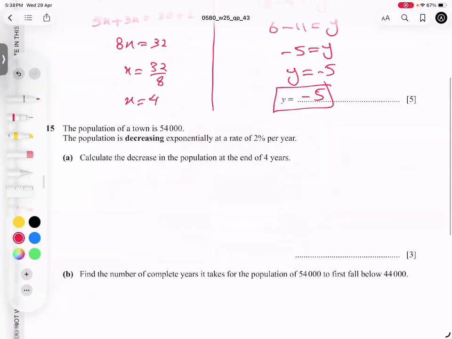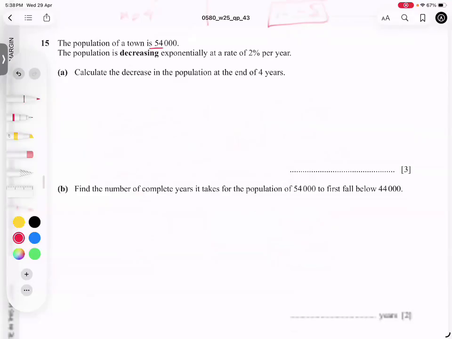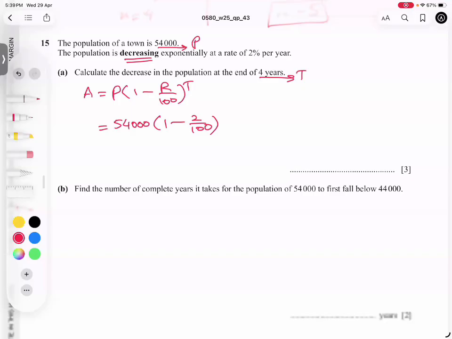So question number 15, the population of a town is this much, okay, and it is decreasing exponentially, and the rate is 2% per year. Whenever decrease comes, students will apply the compound interest formula with a negative sign. If exponentially increasing, then a positive sign, very clear. And I'm going to use the starting value. This is called the starting value, P value. Okay, so I'm writing 54,000, and 1 minus 2 over 100, and the power is what? This is the t value. So I got 4, and I'm going to type it in the calculator, students. That's it, and I will get my answer.